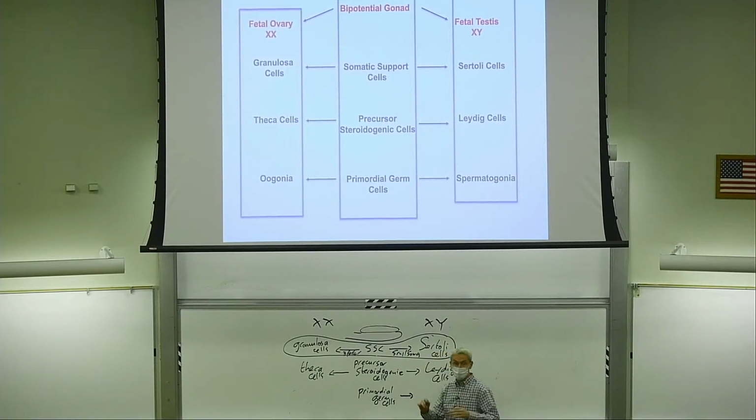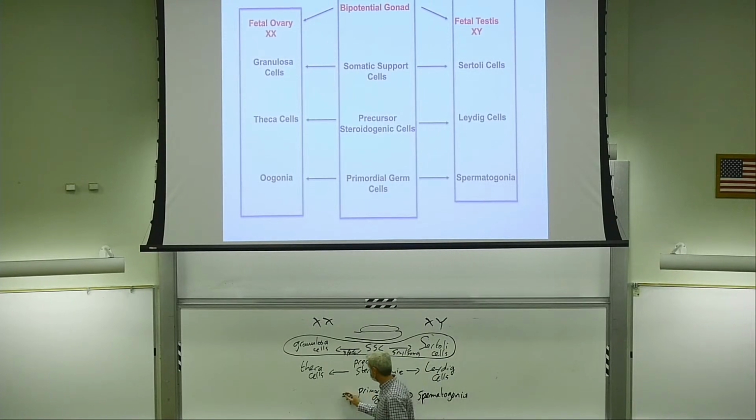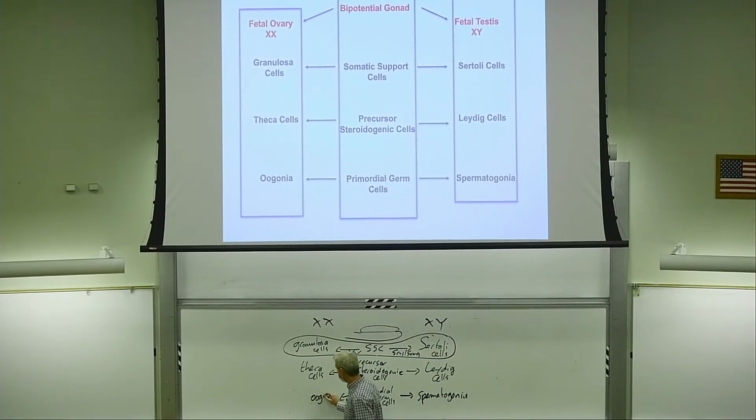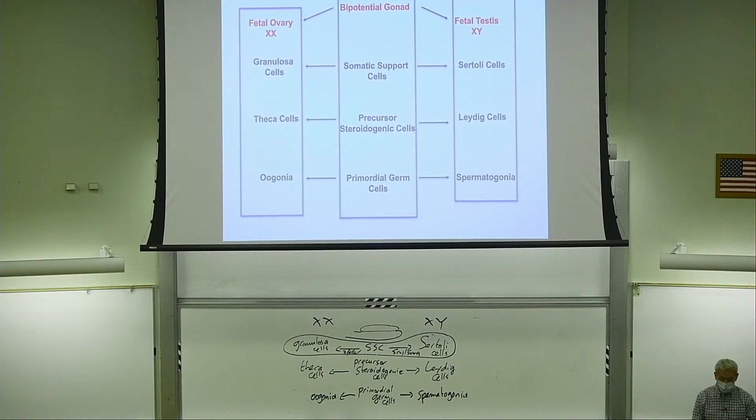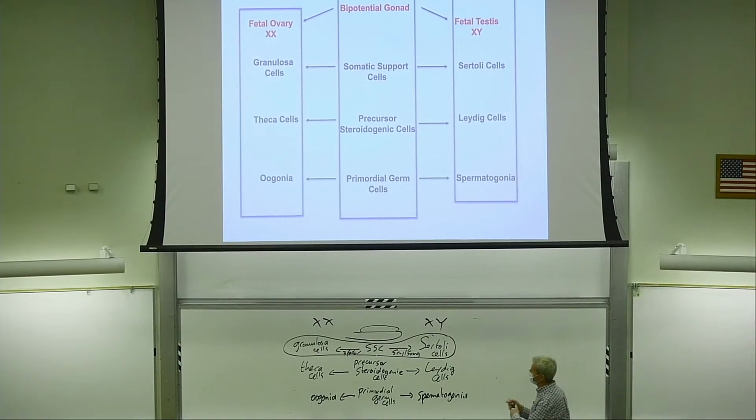These, at some point in the adult, will develop into spermatogonia in male, in testis, and oogonia in the ovary. So that's it. That's kind of the anatomy of a bipotential gonad. When it starts developing in testis, we have these cells, and in the ovary, we have those cells. Make sense? Awesome.